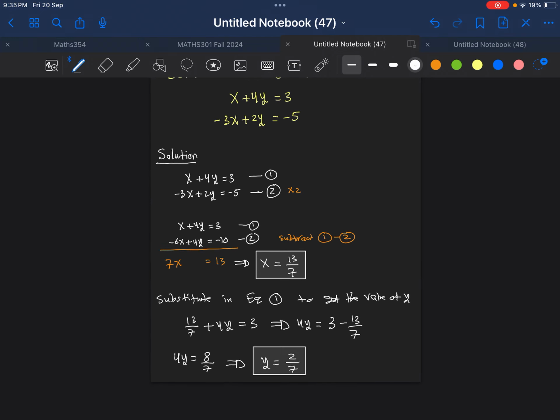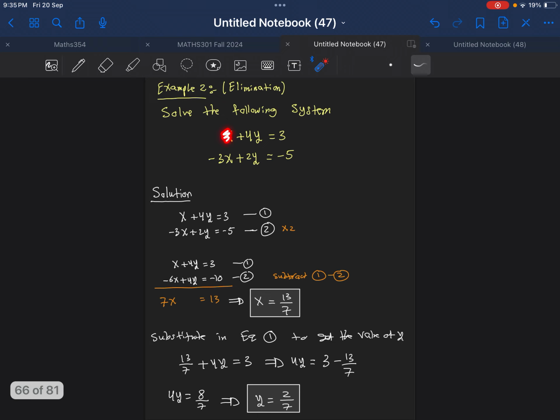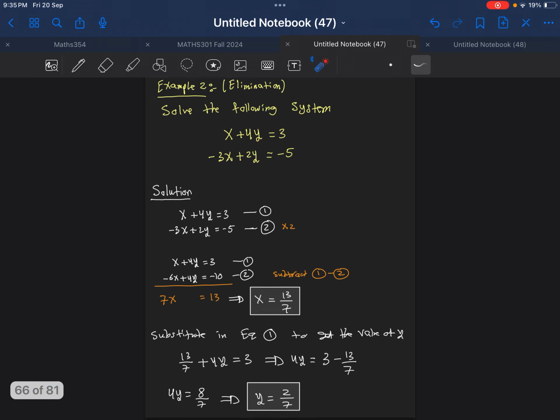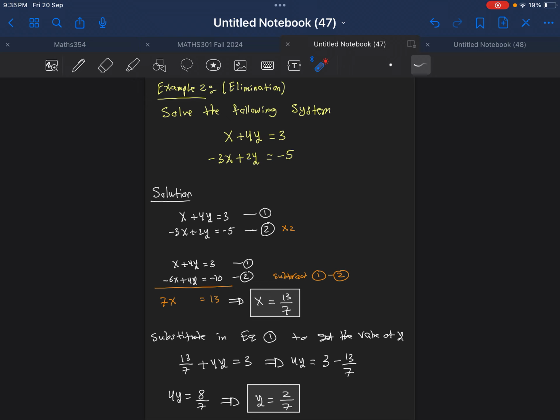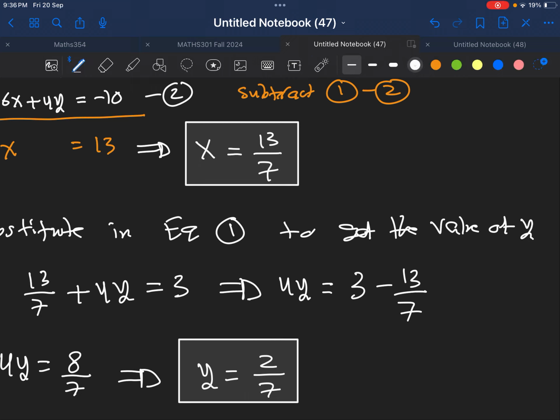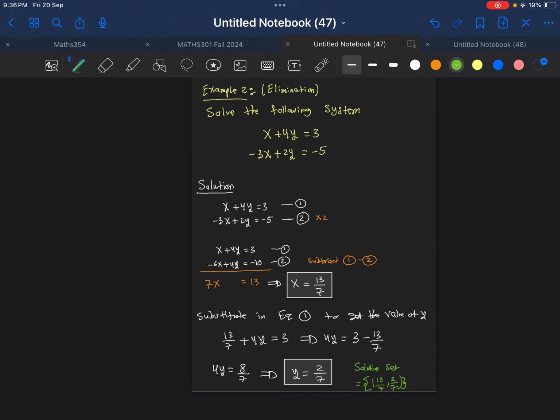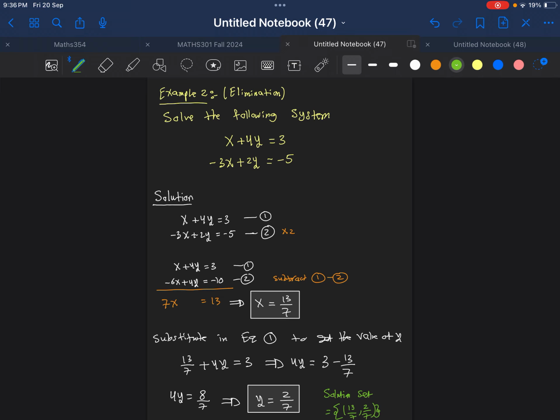Of course, we need to check if our answer is correct. So we take our calculator, we substitute x as 13 over 7, we substitute y as 2 over 7, and we check if the answer is 3. And then we do the same thing in the second equation. So we substitute x as 13 over 7, y as 2 over 7. And finally, we just write the solution set equal to 13/7, 2/7. And that's example number 2.